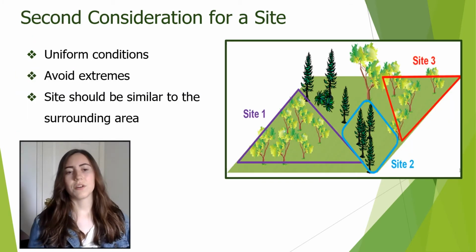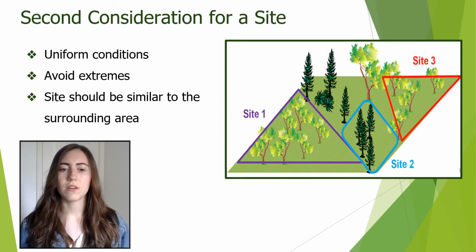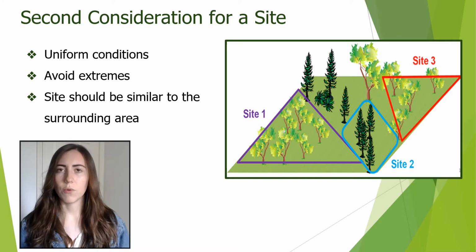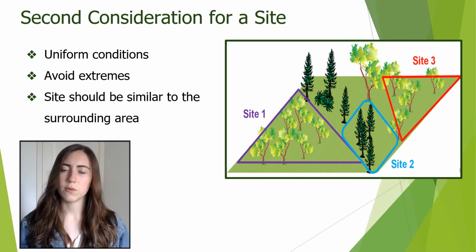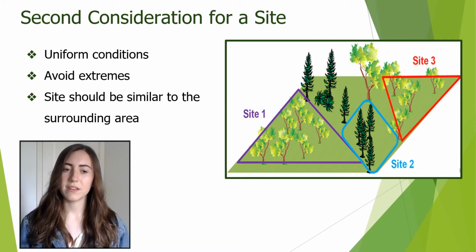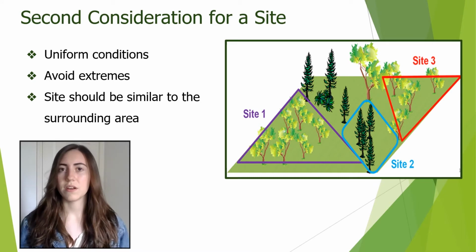The second consideration for choosing a site is whether there are uniform habitat conditions within it. You should try to avoid extremes. You want to pick a site that is representative or similar to the surrounding area. For example, you do not want to choose an extremely wet site within an area that is mostly dry.